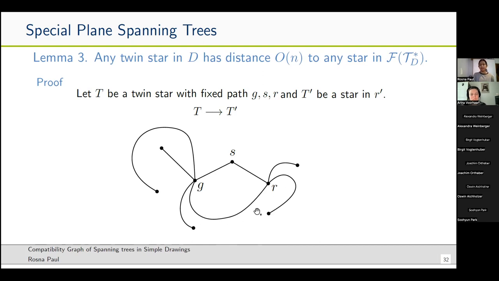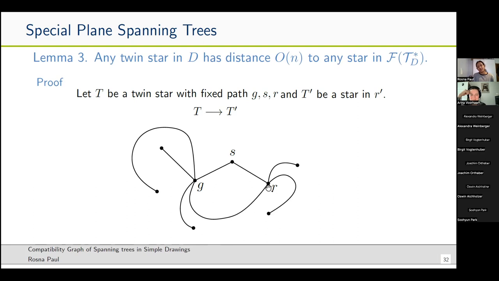So it means that this edge should be a plane edge with respect to the drawing. So let's check that. If you consider the edges emanating from G, the newly added edge should not cross any of the edges because they are the incident edges. And if you look at the other side, these are the edges emanating from R, also the new edge GR cannot cross them. So all the edges in the drawing are either incident to G or R, and our newly added edge is incident to both G and R. So this edge cannot be crossed by any other edges of the drawing, so you can always add this edge.